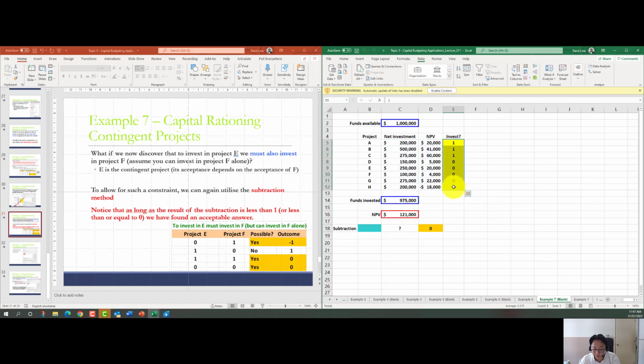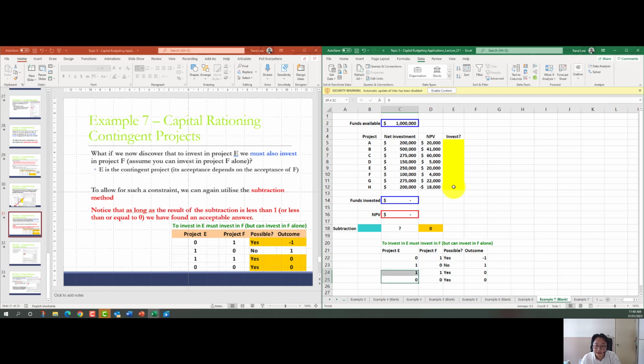I'm going to delete all of that over here, and we're going to put in that table: to invest in E must invest in F, but can invest in F alone. Project E 0 1 1 0. Project F 1 0 1 0. Possible: yes, no, yes, yes. Outcome -1 1 0 0.